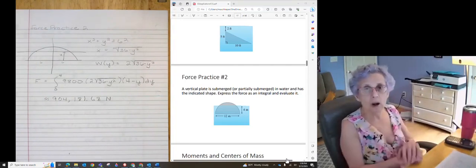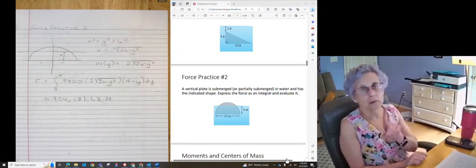So force problems, not so bad. Remember, the units are newtons or pounds.